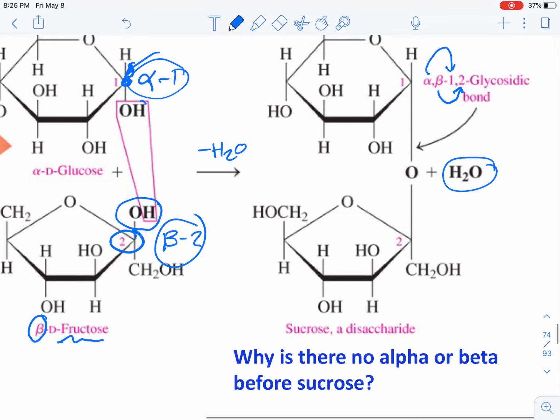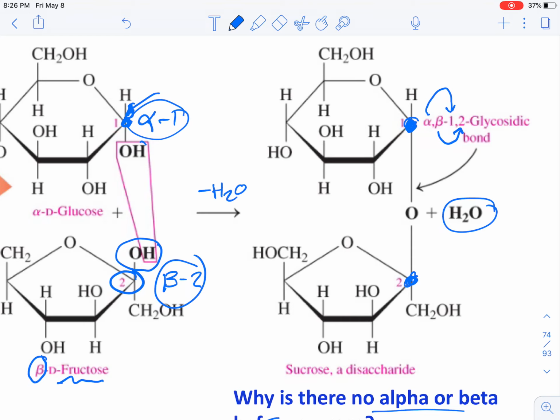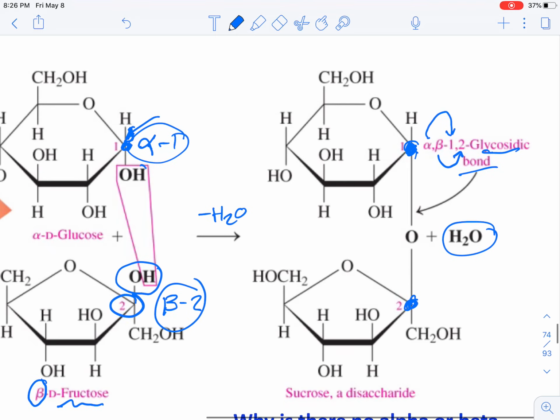Here I did pose a question: why is there no alpha or beta before sucrose? It shouldn't be before, it should be after sucrose has been made. If you look at the structure, the anomeric carbon is right here and right here. For sucrose, both anomeric carbons are involved in the creation of this glycosidic bond. And so at the very end, there are no free anomeric carbons.